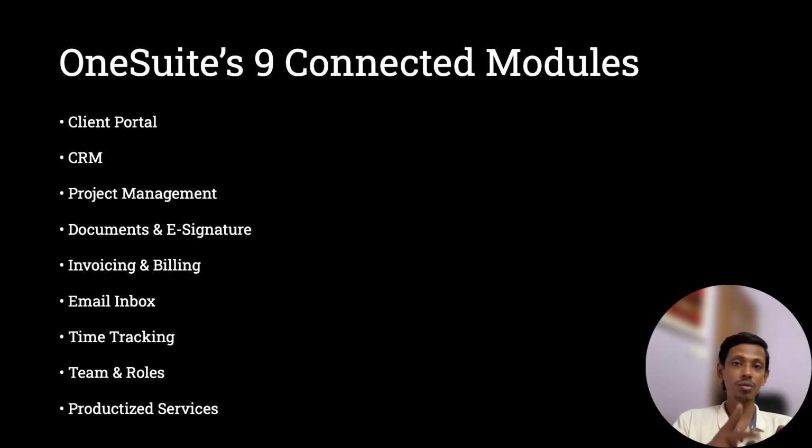Email inbox, Gmail and Outlook connected, emails linked to client records. Time tracking, timers inside tasks, billable hours, timesheet approval. Team and collaborators, roles, permissions, departments. Productized service, packaged services that auto-create projects and contracts on purchase.